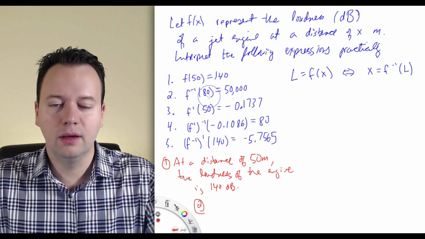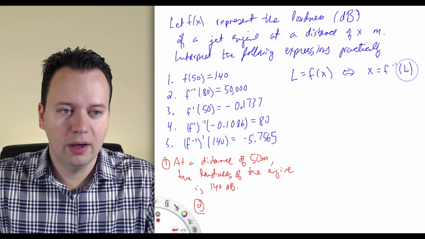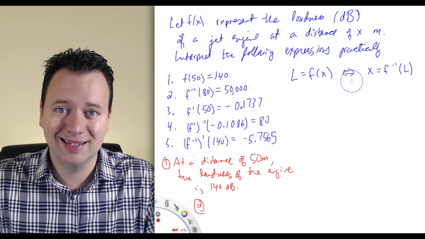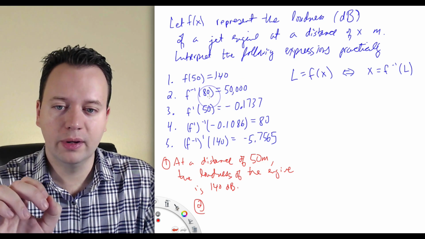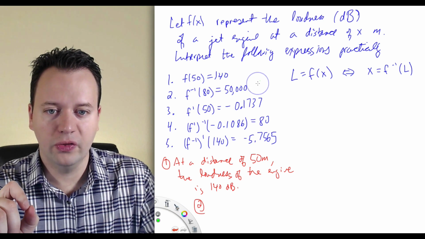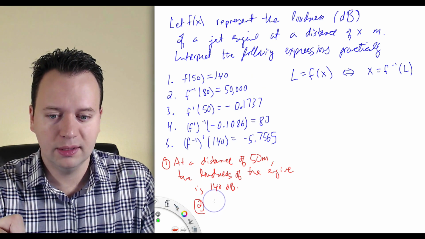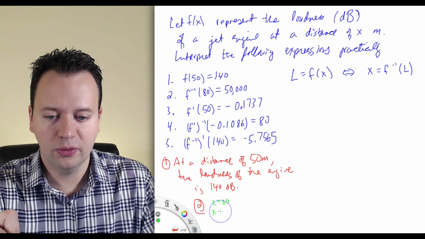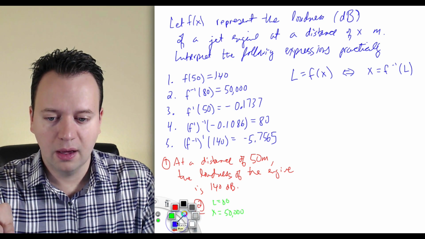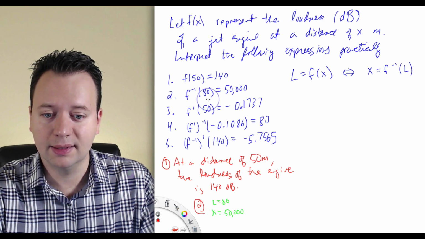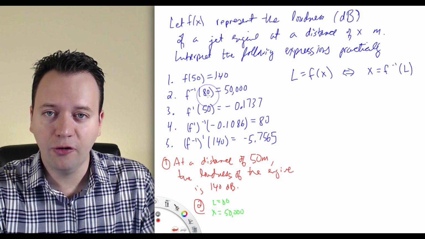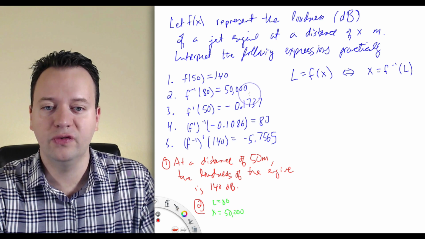For the second one, the roles are reversed. So L is now the input of f inverse and x is the output. So for number 2, I can just make a note on the side. The input is L, so L is equal to 80, and the output is x. So the correspondence is 80 and 50,000. For number 2, f inverse of 80 says, well, how far do you have to be for the loudness to be 80 decibels? And the answer is 50,000 meters away.